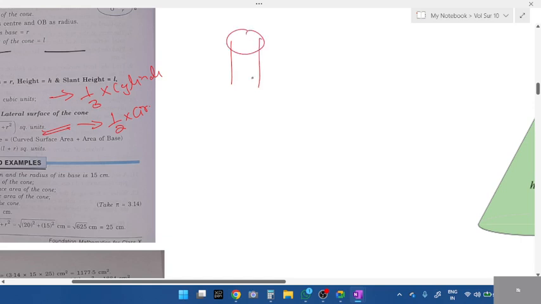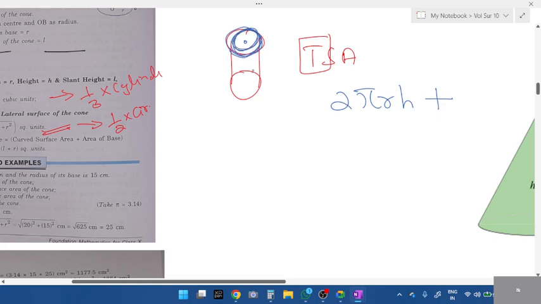For a cylinder, what was the total surface area, students? If the word total is given, you have to consider even the top and bottom, right? So what was the curved surface area for the cylinder? Curved surface was 2 pi r h. Plus, there are two circles here. What is the area of a circle formula? Pi r square. How many circles do we have? Two circles. Therefore, 2 pi r square.